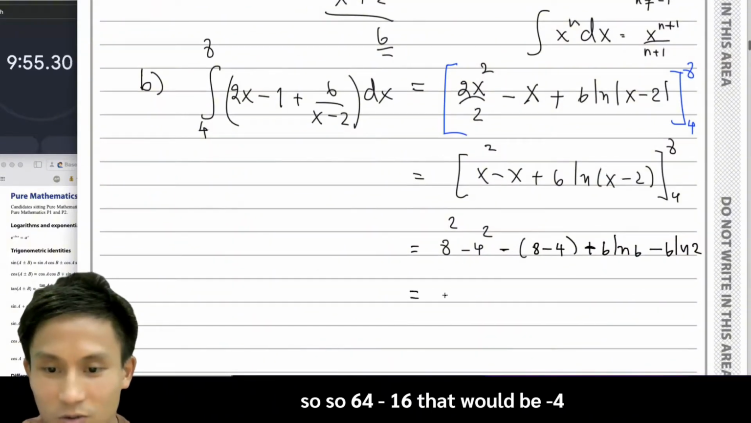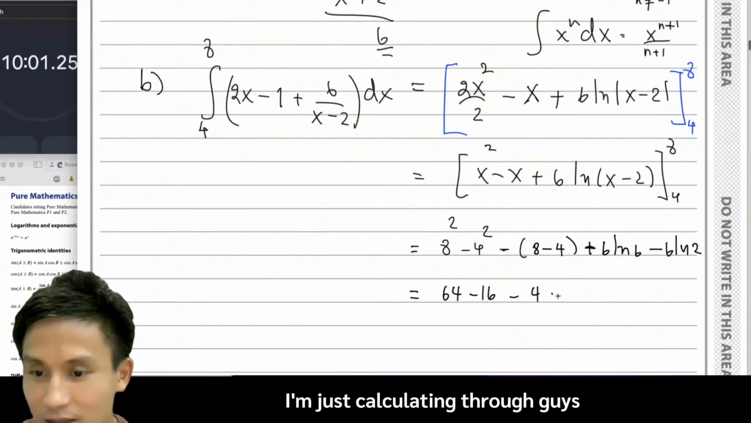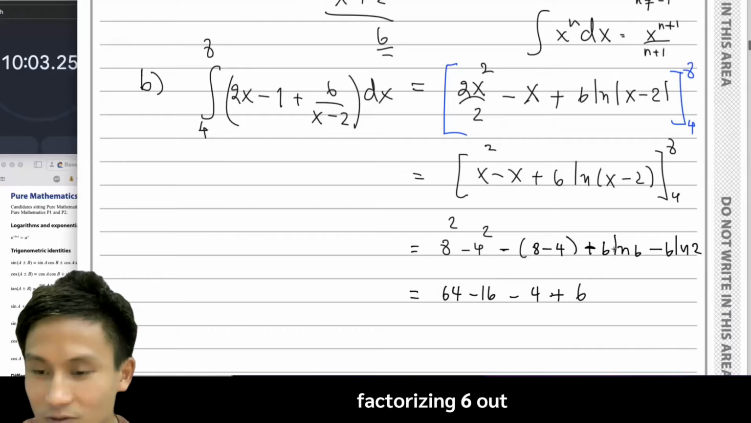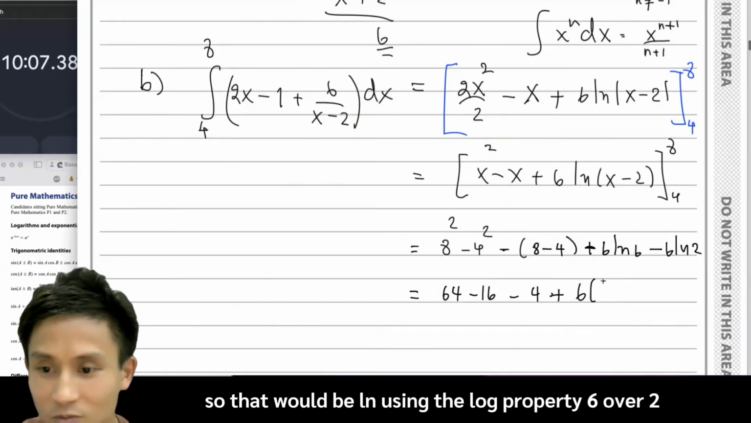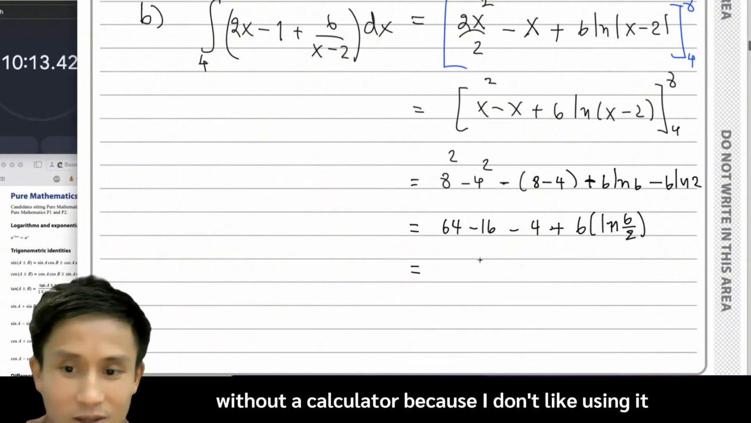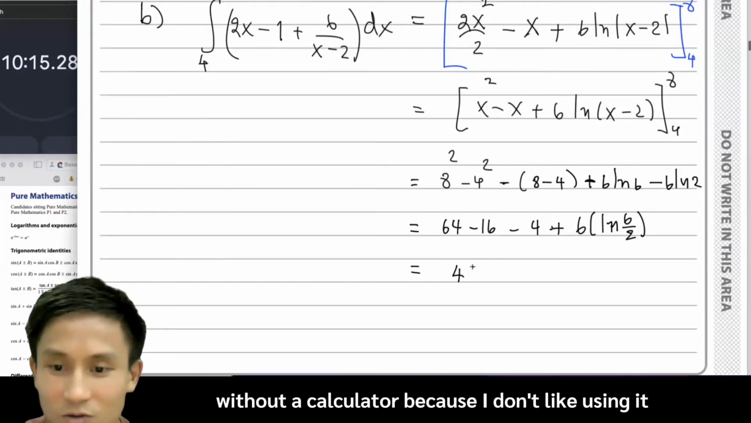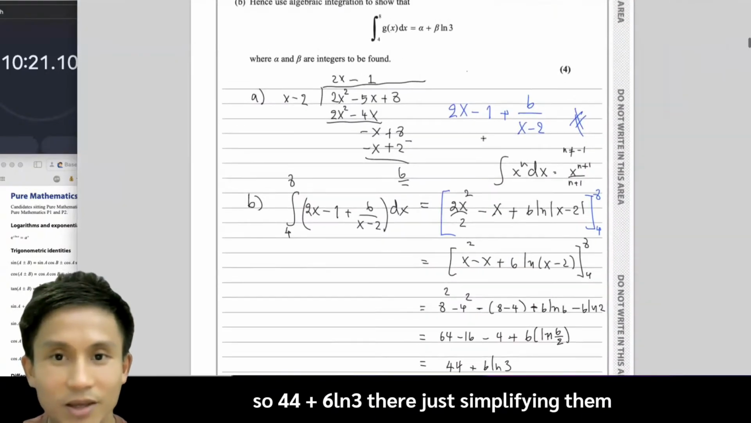So 64 minus 16, that would be minus 4. I'm just calculating through, guys. Factorizing 6 out, I get ln 6 minus ln 2 inside the brackets. So that would be ln, using the log property, 6 over 2. Simplifying again without a calculator because I don't like using it. So 44 plus 6 ln 3 there, just simplifying them.